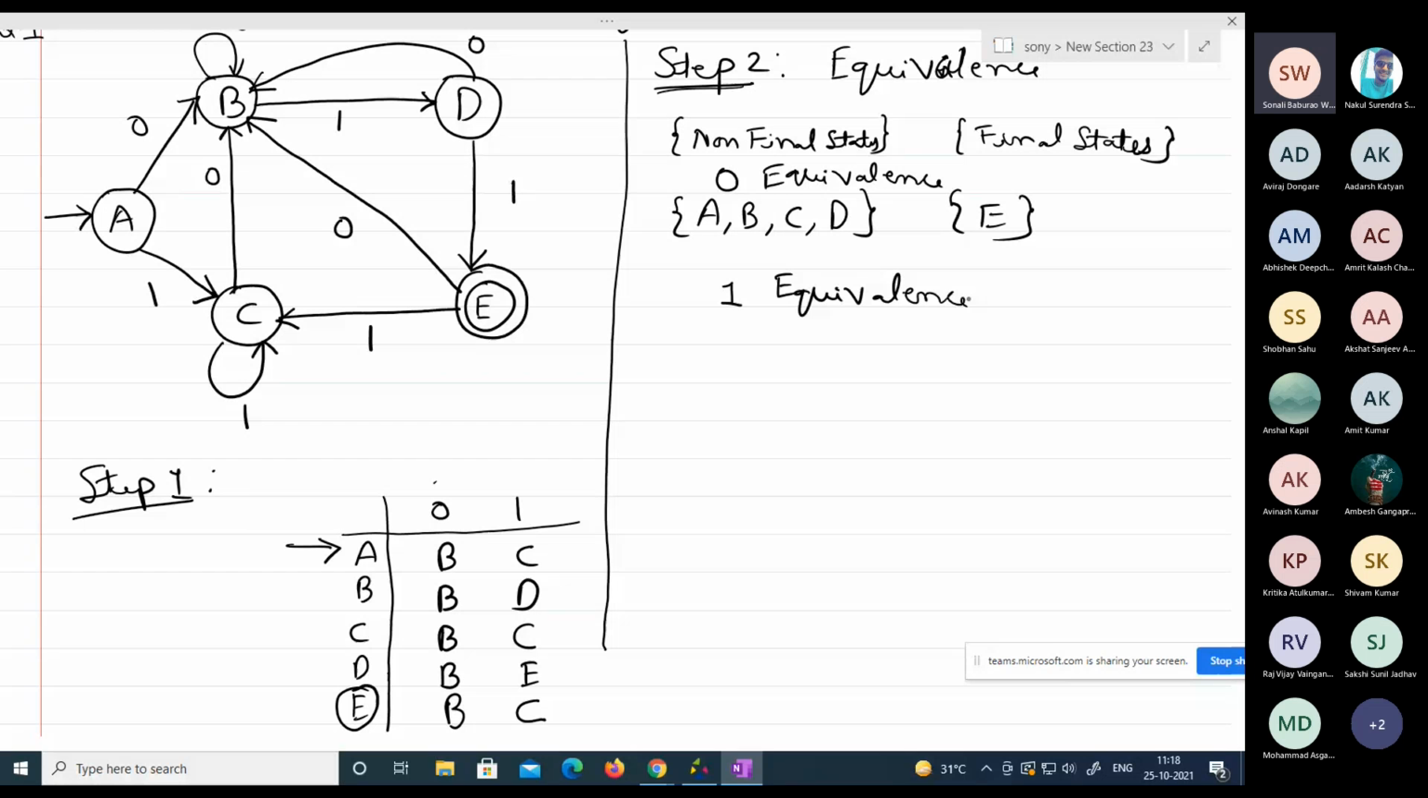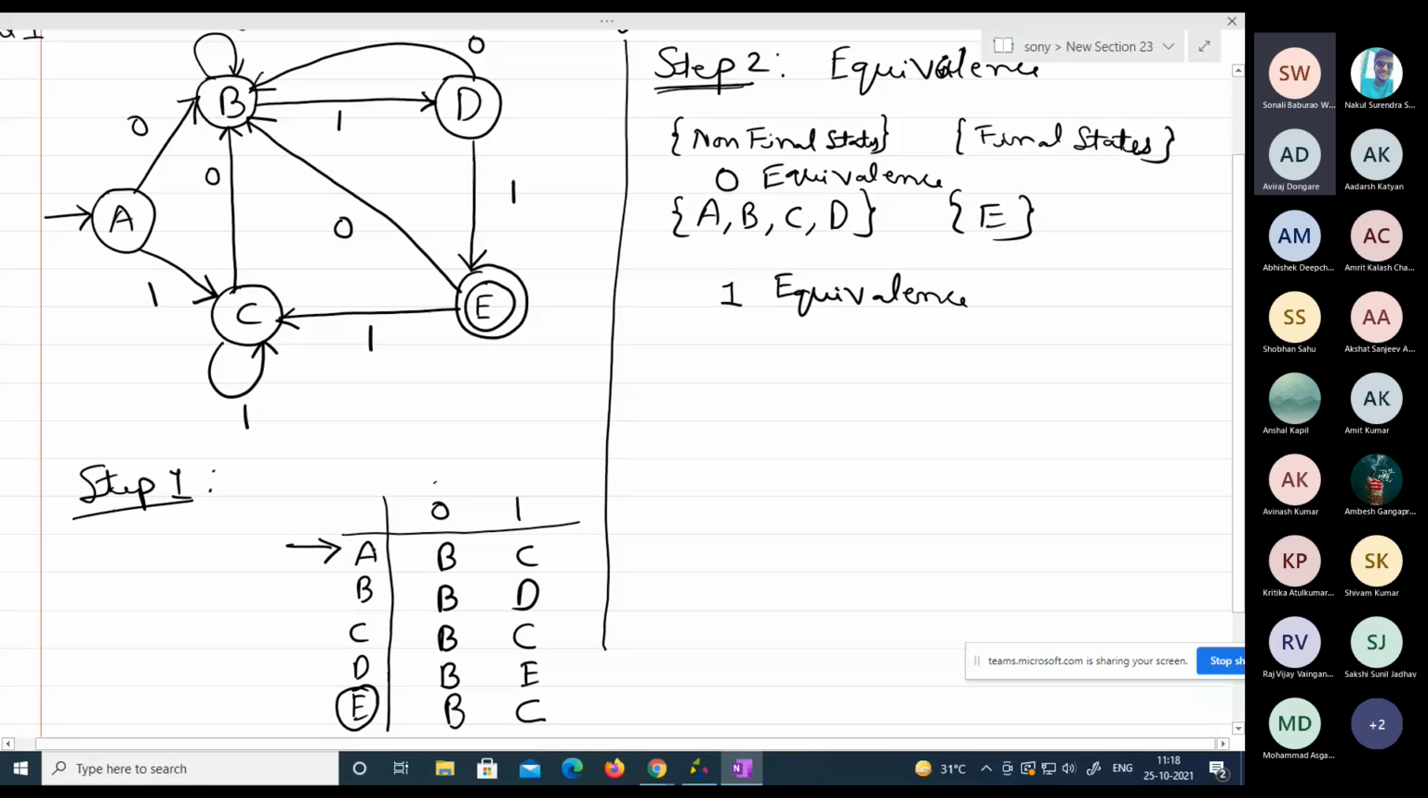So this DFA is given to you. In this DFA, how many states are there? There are 5 states here: A, B, C, D, and E. A is my initial state and E is my final state. I have also given the transitions. The transitions are also shown in the DFA. Now, step number 1 for minimization of a DFA is to construct a state transition table.